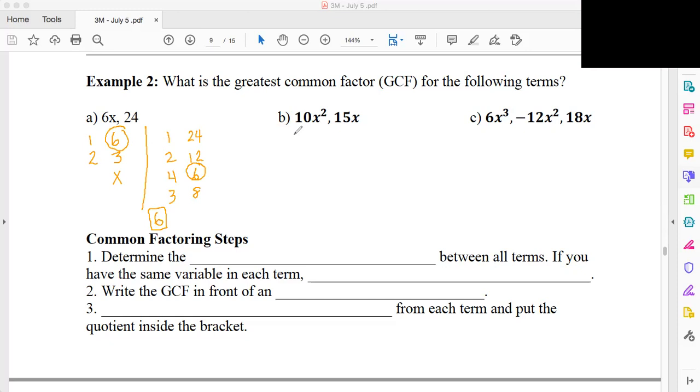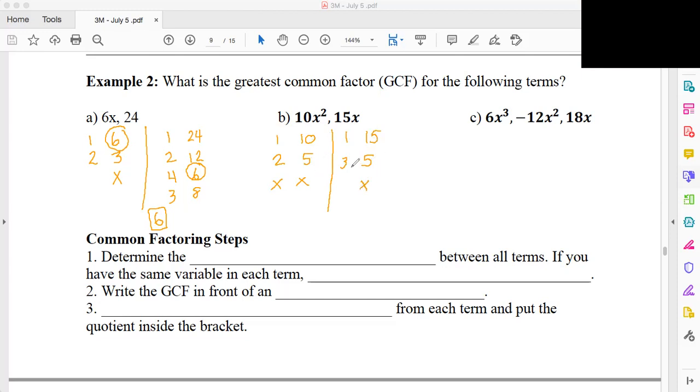If we look at 10x squared and 15x, we're going to do the same thing. So look at the coefficient. Two numbers that multiply to 10: 1 and 10, 2 and 5, and we have x and x. Same thing on this side. So 15x, we have 1 and 15, we have 3 and 5, and just 1x.